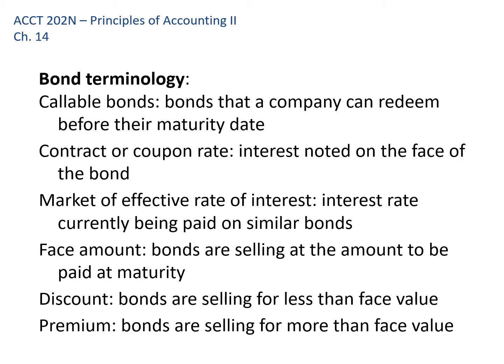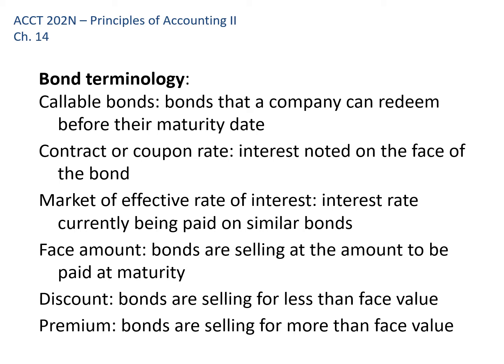Another term is the contract or coupon rate. That's the interest that's noted on the face of the bond. Bonds pay interest either every 6 months, so semi-annual interest, or annual interest. And the way a bond will work is, let's say we issue $1 million worth of bonds for 10 years. If the interest is paid semi-annually, every 6 months I'll pay interest. That interest will be based on the face value of the bond and the contract rate on the bond. And then at the end of 10 years, I'll pay back the full amount. So that contract rate is the rate that I, as the issuer of the bond, agree to pay.